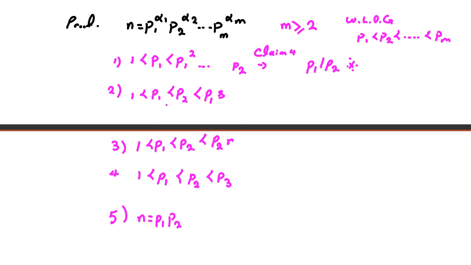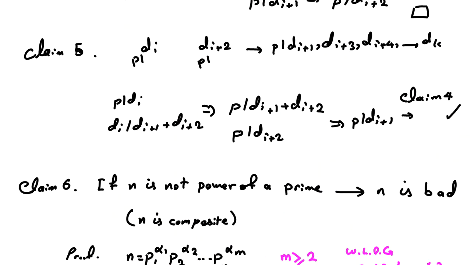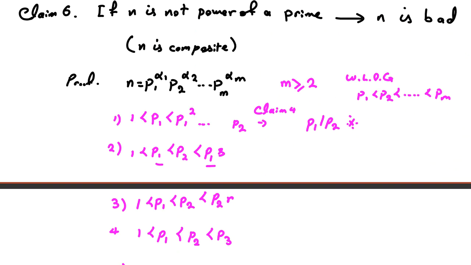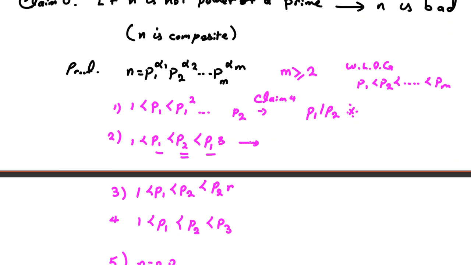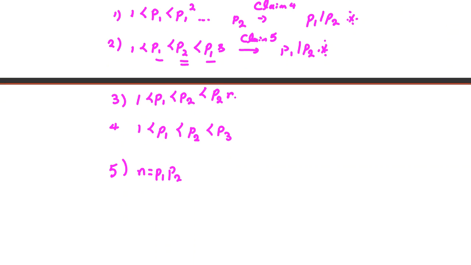So because it is P1s, this is a multiple of P1, by claim 5. We said if di is a multiple of p and di plus 2 is a multiple of p, all other numbers are multiples of p. So P2 should also be a multiple of P1 by claim 5. P1 divides P2, contradiction. Next part here. If it is a multiple of P2, all numbers after here should be multiples of P2. So by claim 4, because all numbers after this should be multiples of P2, n equals P1, P2 to alpha 2. Okay?